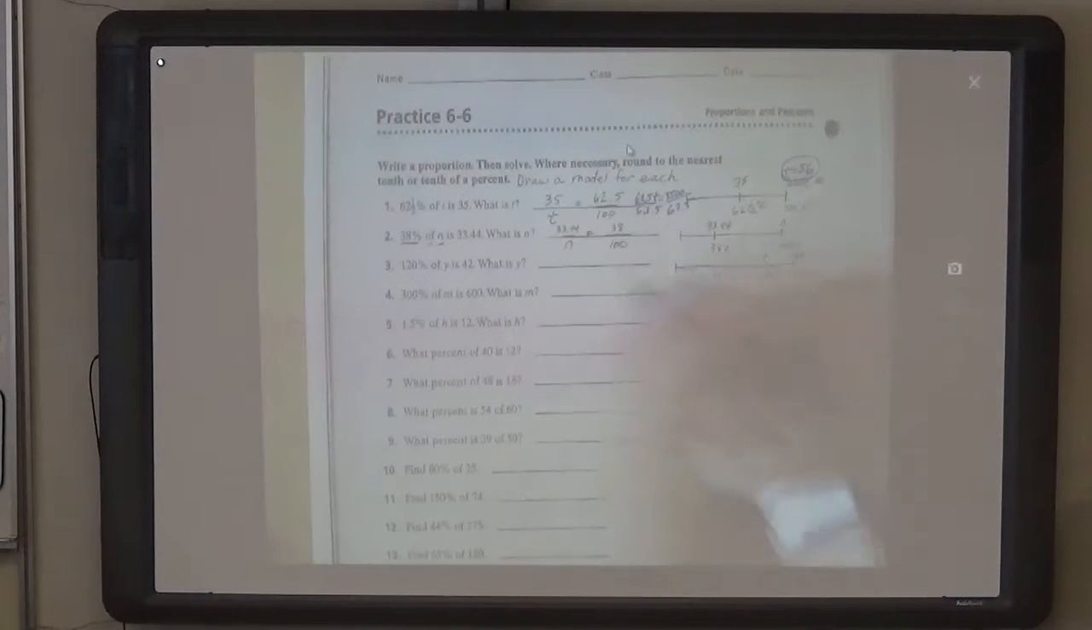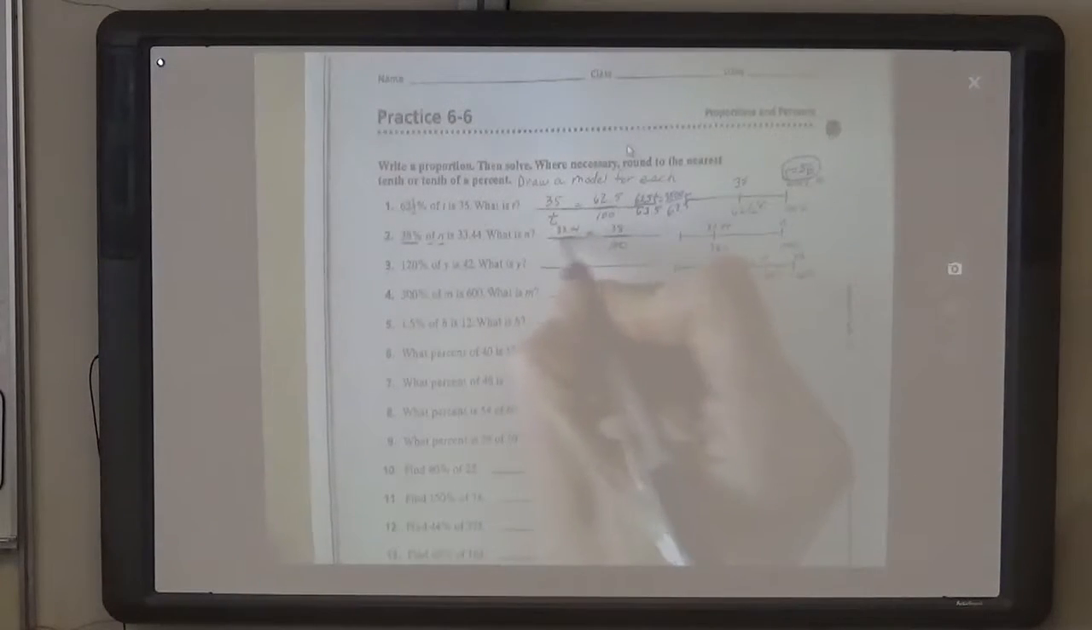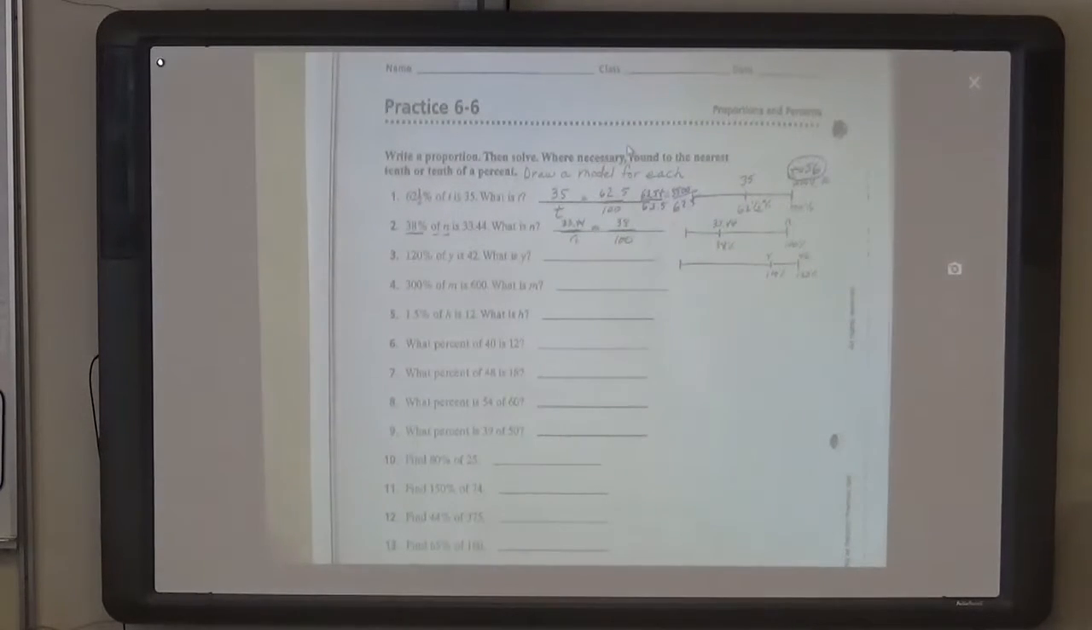So then you set up this proportion. 33.44 is the part. N is the whole. 38 is the percent number that's given, and so you write that over 100. And then solve it.